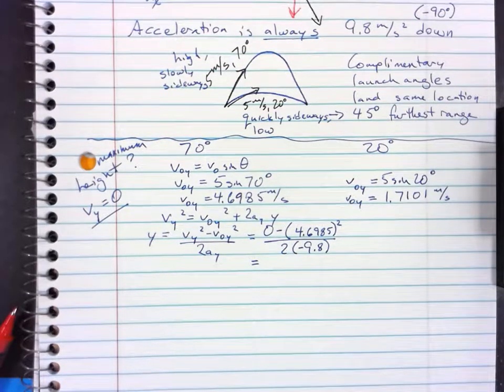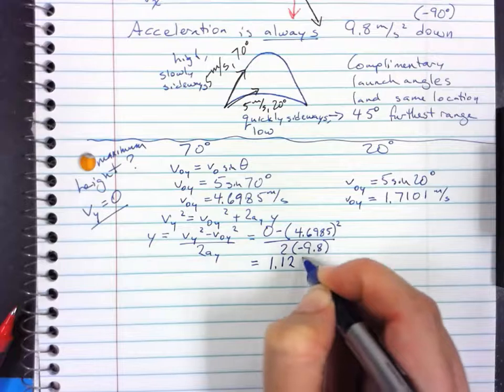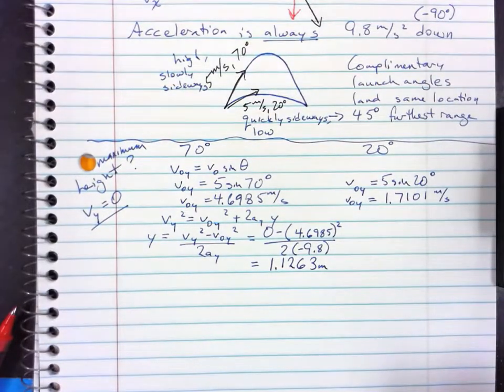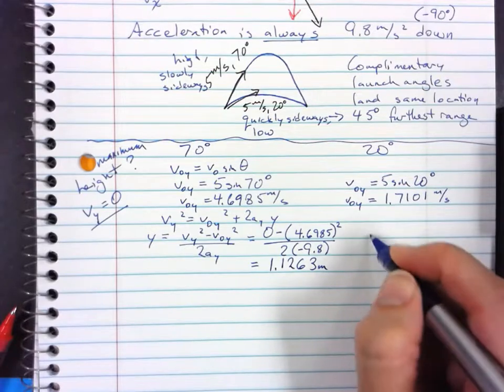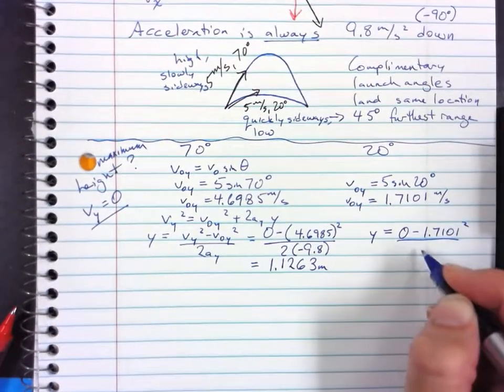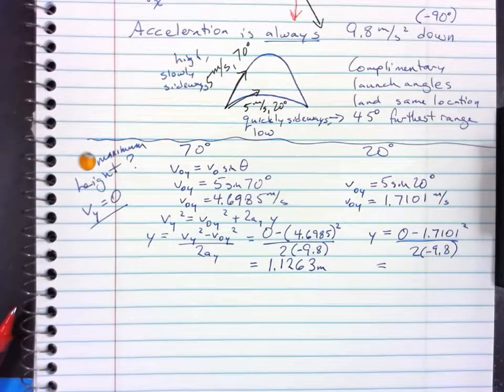That number does not make any sense. Try again. 4.6985 squared divided by, there we go, 1.1263 meters. And I'm still going to keep digits because we're going to use this for something in a second. Over here, we get 0 minus 1.7101 squared divided by 2 times negative 9.8, 1.7101 squared divided by 19.6.